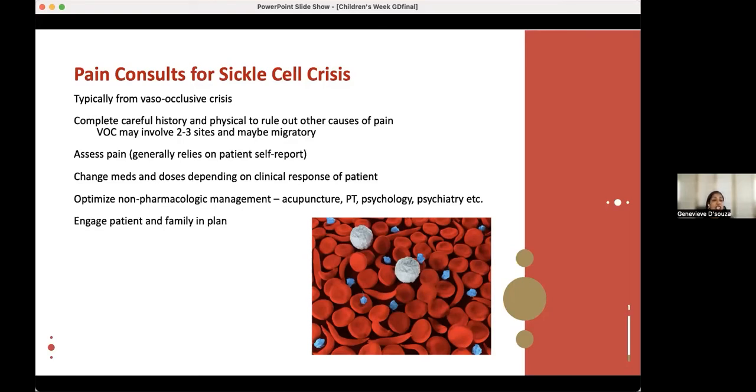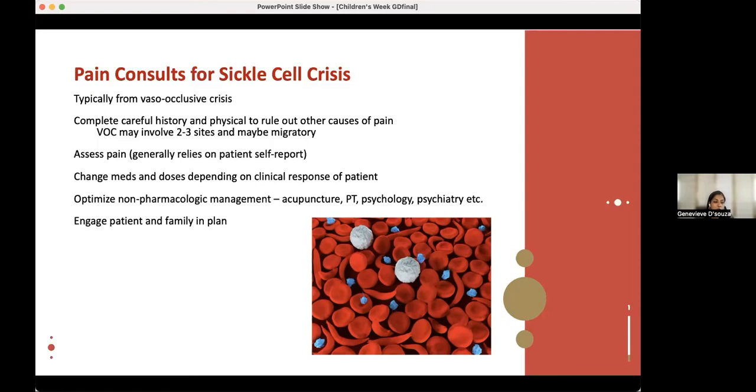We attempt to change meds, escalate doses depending on clinical response of patients. Typically, at least at Stanford Children's, we don't get a huge number of these patients. A lot of them go to Oakland Children's just because of the neighborhoods that these patients are in. But the few patients that we do get, they come to us frequently.